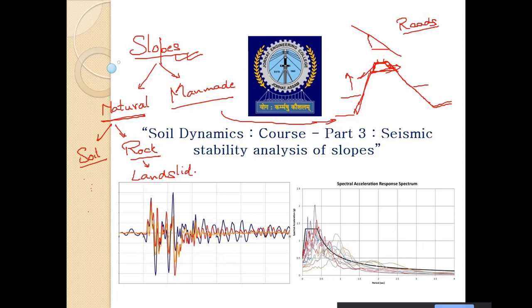We need to be able to assess what the different types of seismic forces are which may come when there is an earthquake, and we have to analyze whether the slopes will remain stable under that condition or not. One of the things that we are going to study is that the stability analysis of slopes, the entire subject matter developed so far, is actually based on the stability of embankment types.